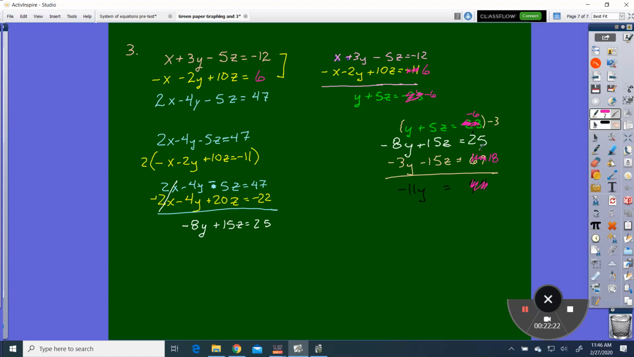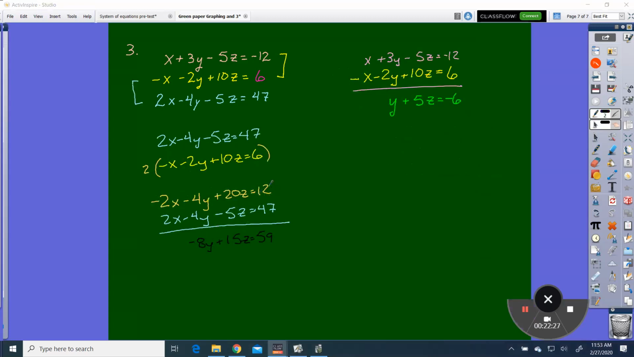So now it's still not working out. Hold on. Okay, so I messed up. I reworked my problem. Right here's where I had the mistake. I had that as a negative, so that was a 25. So it's actually a positive.